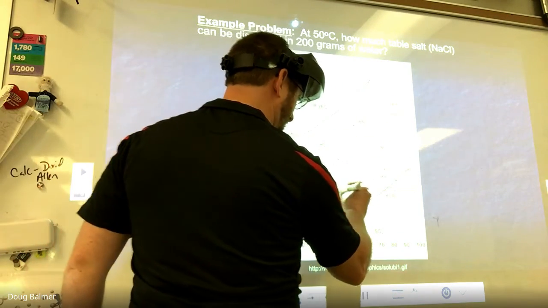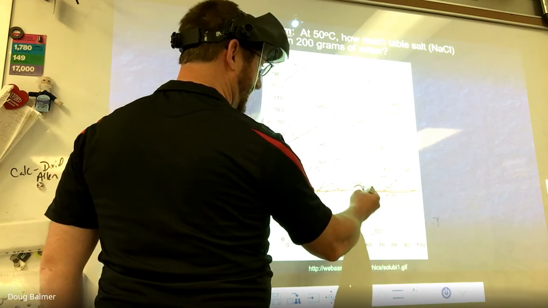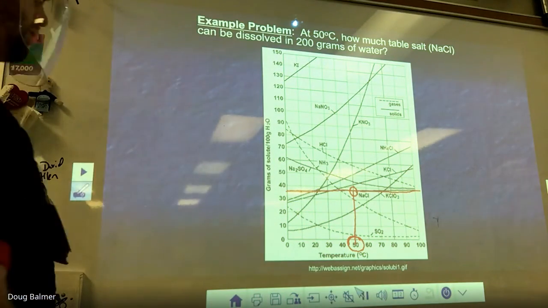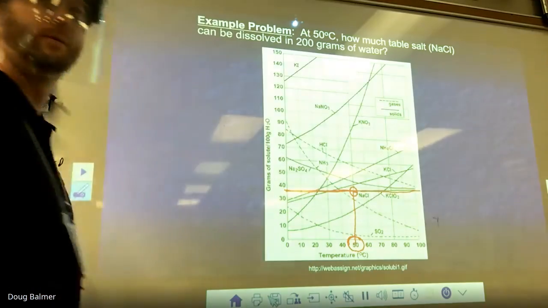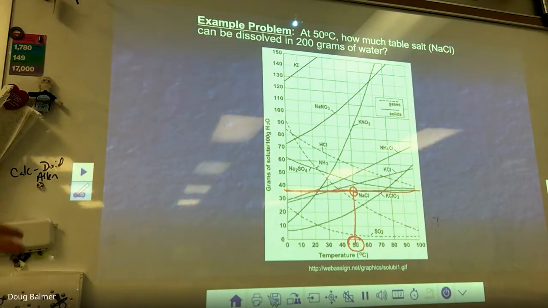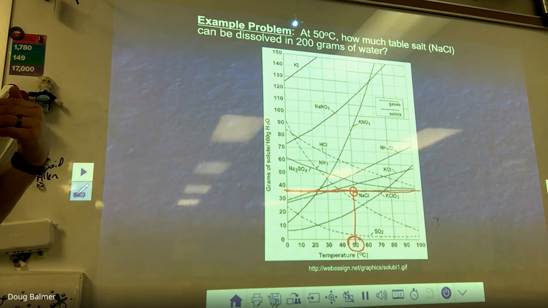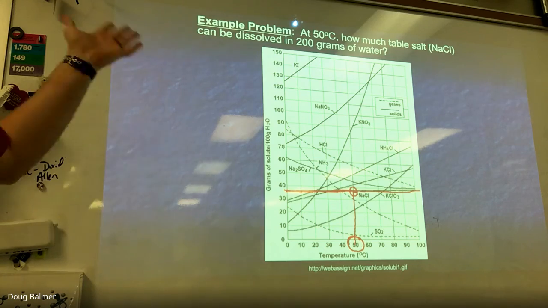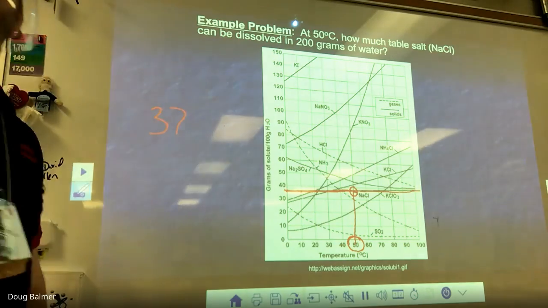Here is our table salt. We're going to go up at 50 degrees Celsius to find our chemical. And how do we read this graph? We go to the y-axis. What number would you write down? Right about there. Somewhere between 30 and 40. Best guess? 30. I think it's a little bit higher than halfway. 37, 38. I'm not going to argue sig figs, okay? It's allowed to be uncertain. Let's go with 37.